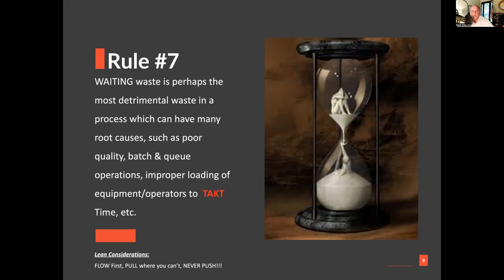So waiting, I put this in as a rule because I wanted to really accentuate this. A lot of times this just happens to be how we decide to process the product or the document, the long lead times.